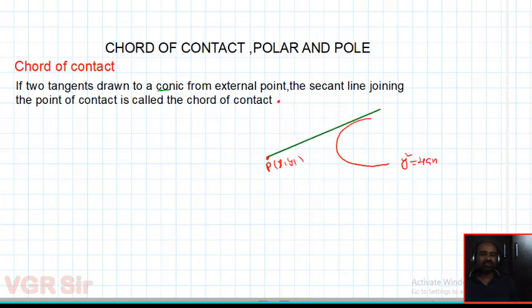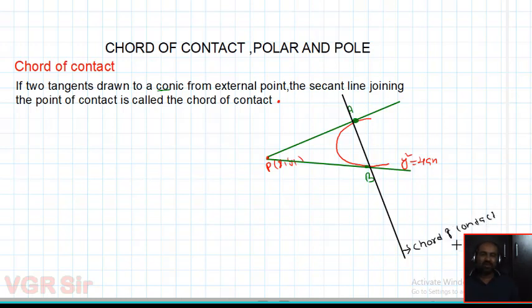This is one tangent, this is another tangent. Observe all of you. This is the point of tangency, say A, and this is the point of tangency B. If A and B are joined and extended, you get a straight line. This straight line is called the chord of contact. I will write here: chord of contact of P with respect to y square equal to 4x.